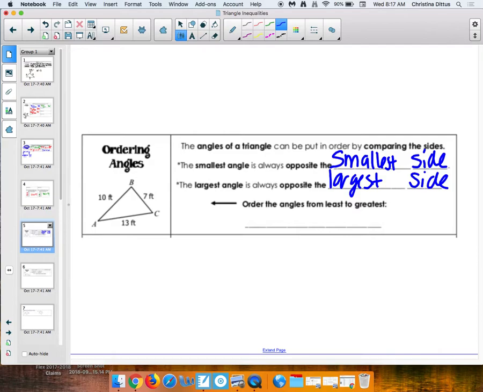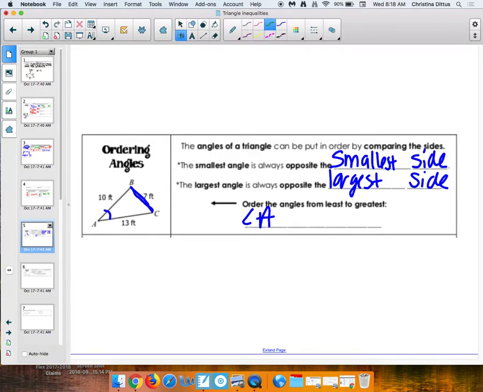Okay, we all know what opposite means? When it comes to angles, I like to think of whichever angle isn't touching our side. So if I look over here, what's my smallest side? 7. Do you notice how B and C are both touching that? So the angle that's smallest, the one that's opposite, is the one that's not touching it. So what angle is the smallest? A, because it's across from it. So angle A is the smallest.